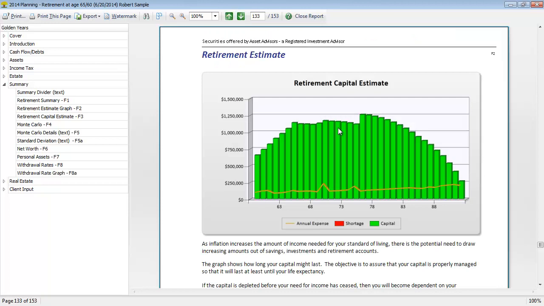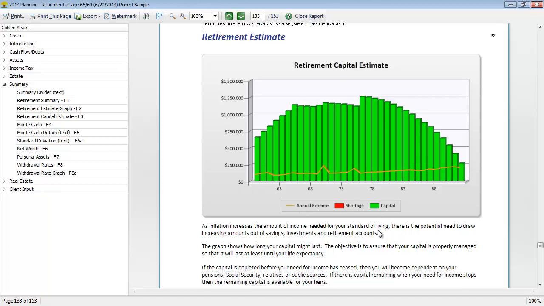We can see a graphical view of how their capital is projected to change over time. So in this case, we can see it does last through last life expectancy, even though it does start a downward trend once they get into their late 70s here. We can also see their annual expenses compared to that total capital available.